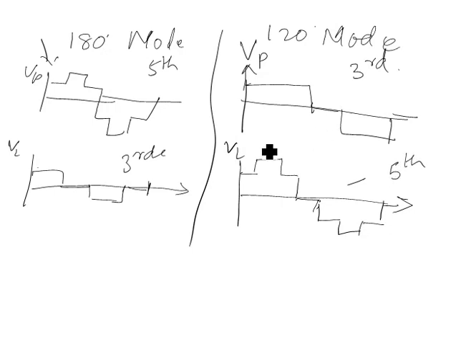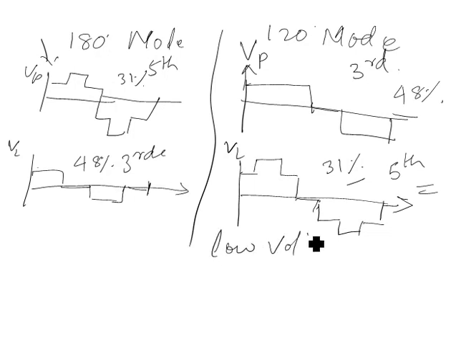Your line voltage contains 31% harmonic, here 31% THD, and this is 48% THD, here also 48% THD. So line voltages contain less harmonic in 120-degree mode of conduction, but the overall voltage will be low. So you calculate the RMS value of the voltage. I have told you how to calculate the RMS value of the voltage. That will be one of the areas that I will ask in your exam. So this is the advantage of this.